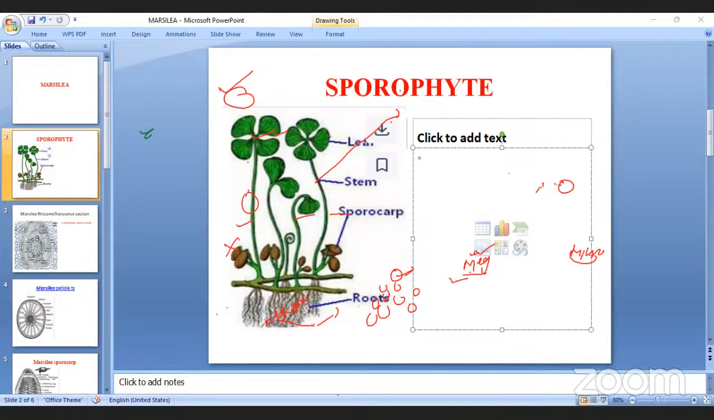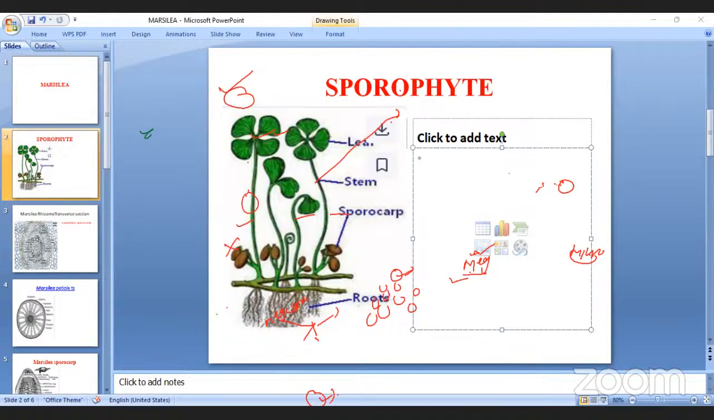Later this megaspore further developed into a single-cell egg cell. That means the rest are divided and destroyed, and only one remains. This remaining one divides and redivides and forms different types of cells. So in this, the most important one is the egg cell, the female gametophyte or egg cell.